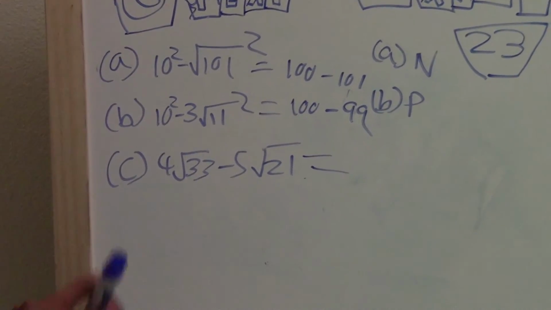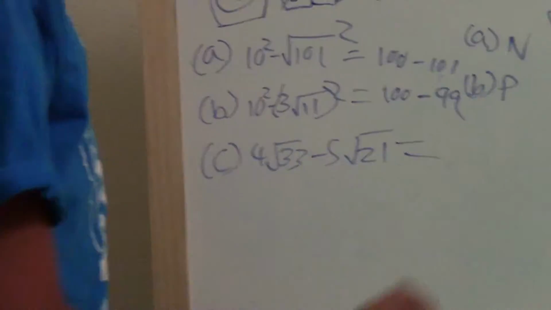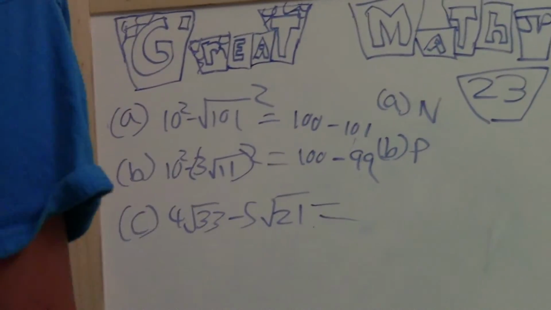Do you need to put parentheses over there? 3 square root of 11. So you need to do this. Okay, I see. Yeah, thanks for reminding me.